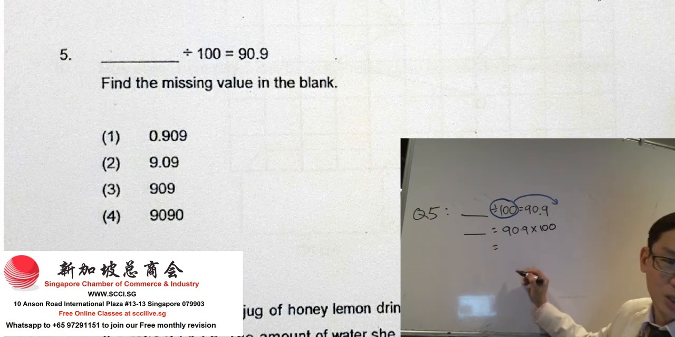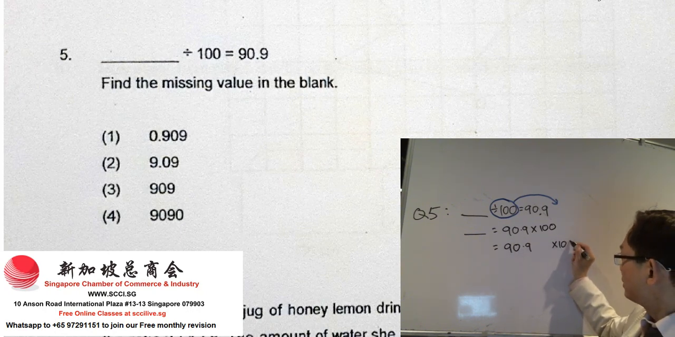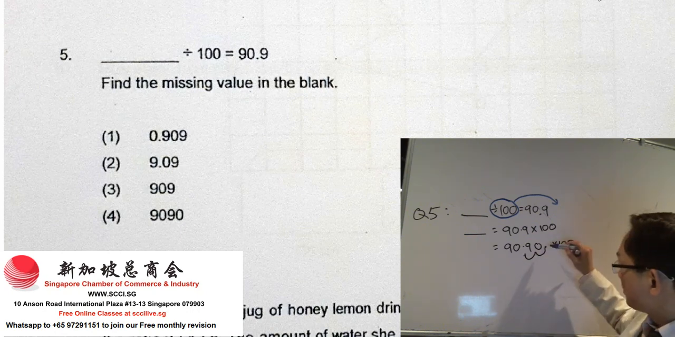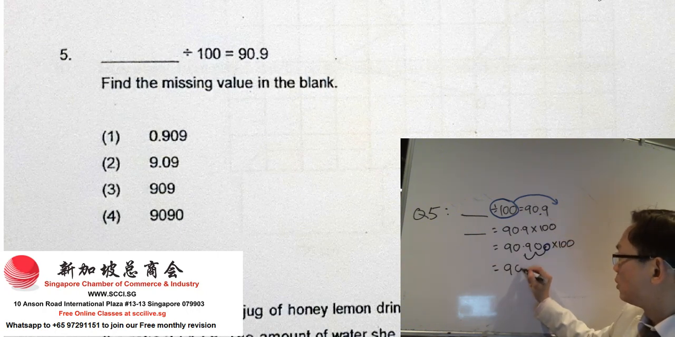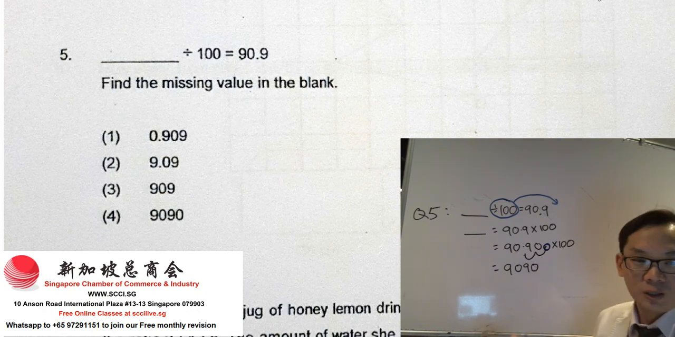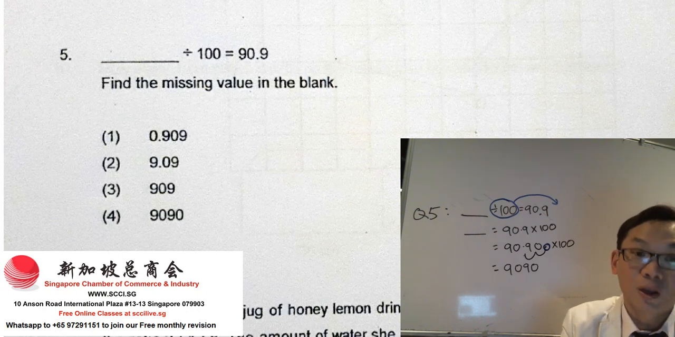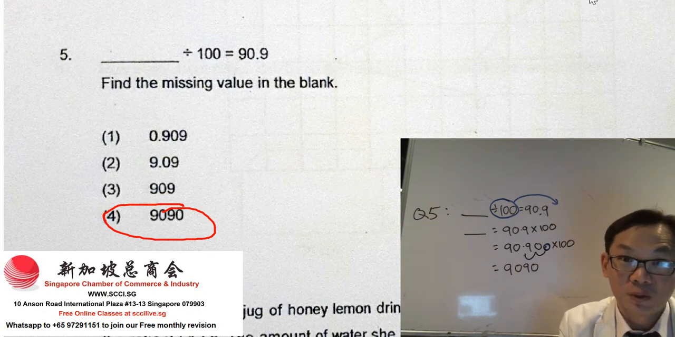So what is 90.9 times 100? Let's look at it. 90.9 times 100. You add in 2 zeros, then move the decimal place. Take note, the decimal place is right over here. So basically the answer is 9090. Some of you have guessed it correctly. Congrats to you. 9090 is number 4. Good job. For some of you, don't worry.